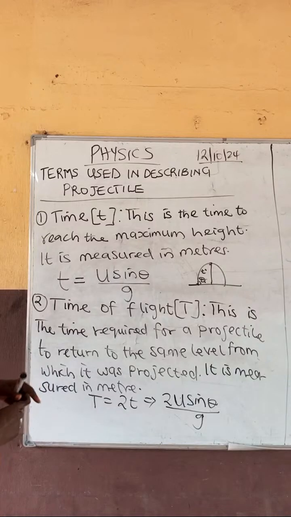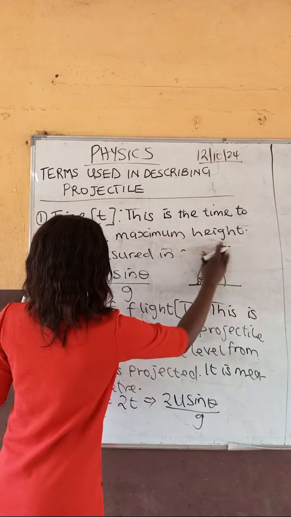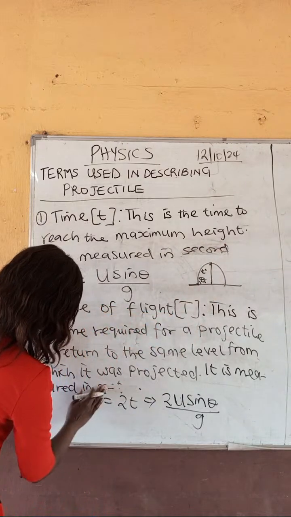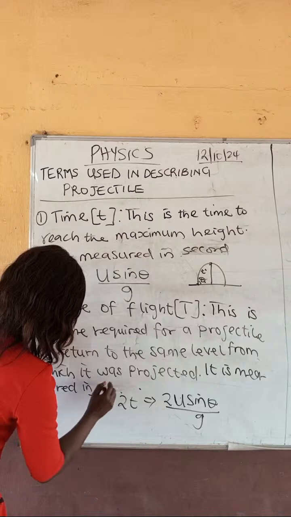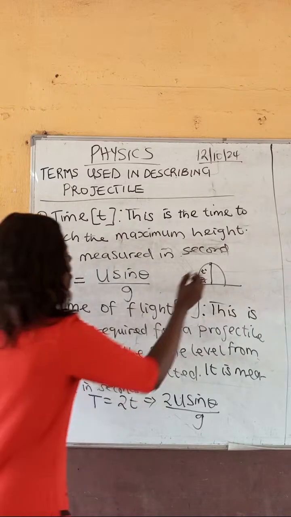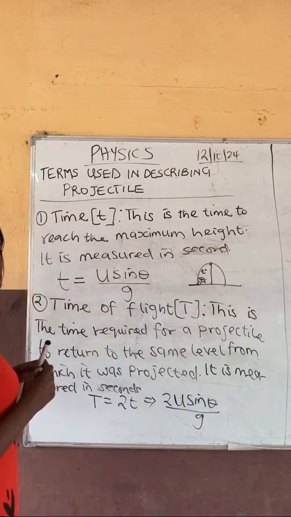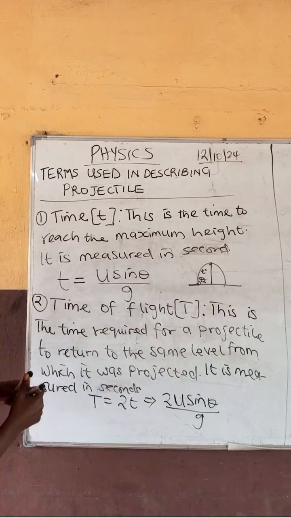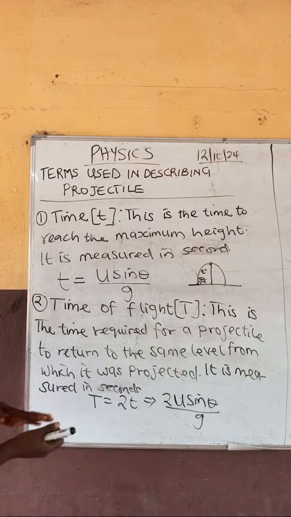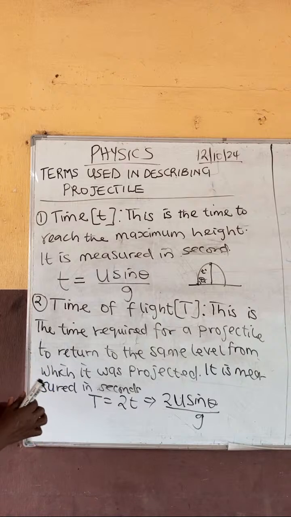Now, it is measured in seconds. This is seconds. This is also seconds. It is measured in seconds because it is time. All right. Now we have the time of flight. This is the time required for a projectile to return to the same level from which it was projected.